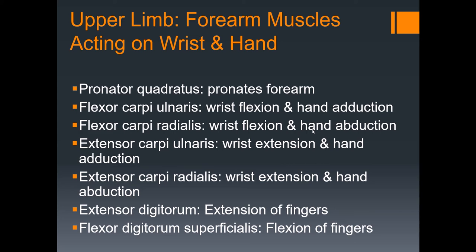So they're both synergists with each other and antagonistic to each other. We have the extensor carpi ulnaris and the extensor carpi radialis. They're going to cause wrist extension, and again, the ulnaris muscle will cause adduction of the hand. The radialis will cause abduction of the hand.